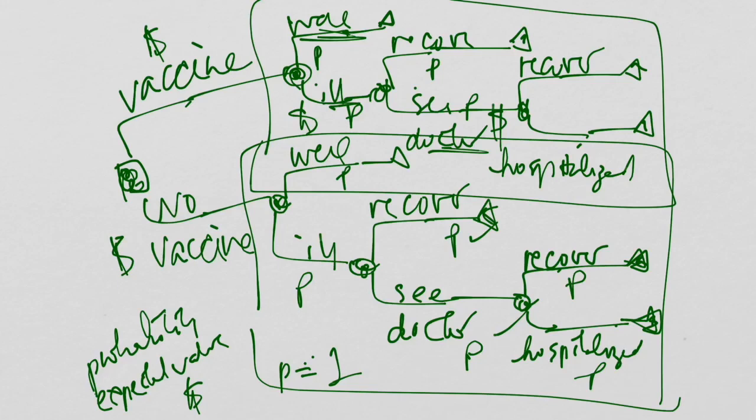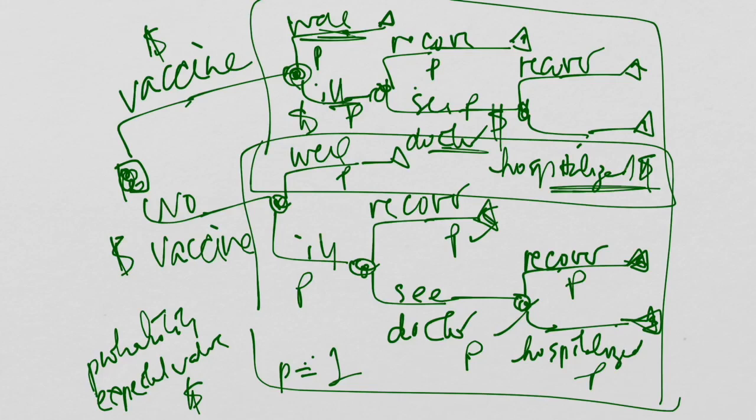And what about when you recover? Well, recovering, we're going to assume that there's no cost to that. And when you become hospitalized, there's probably some cost to being hospitalized, right? A day or 2 days, nights in a hospital. So we've labeled where we know we want to put some dollars and probabilities.